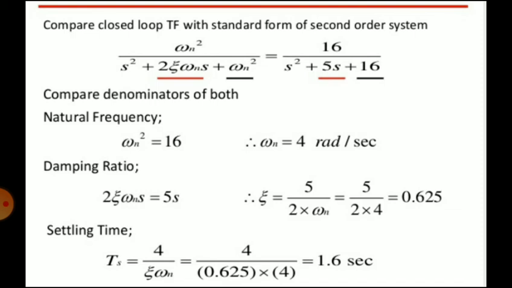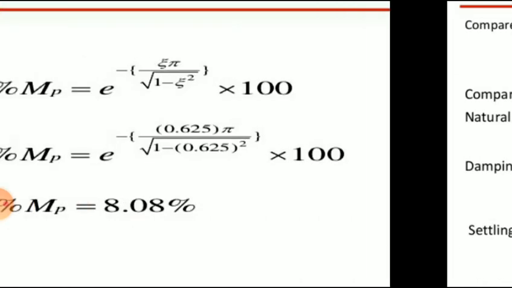Now find the damping ratio, using the middle term: 2 zeta omega n s is equal to 5s. So damping ratio zeta, after simplification, you will get 0.625. Now settling time, the formula that we know, Ts equal to 4 upon zeta omega n. After that you will get 1.6 seconds. So these are the different transient analysis elements that you can find out by using these relations.